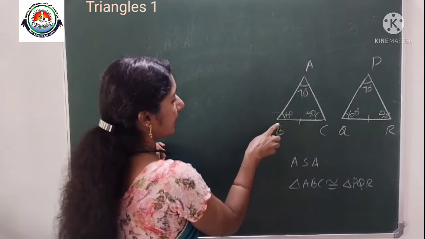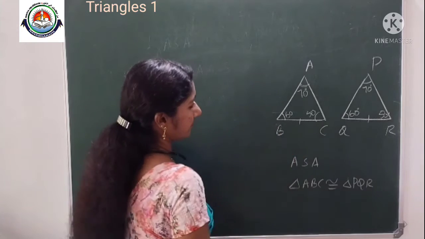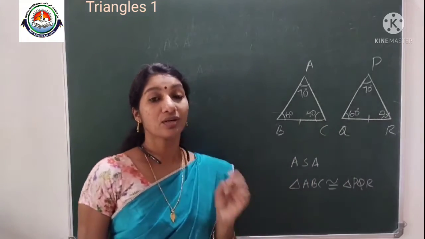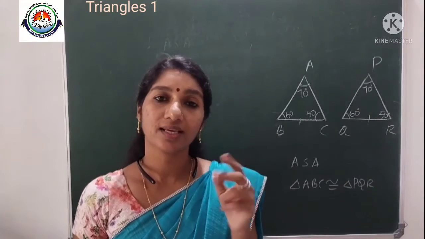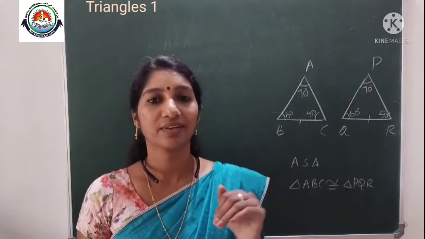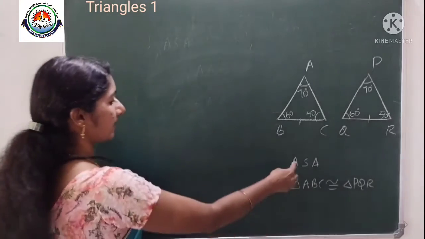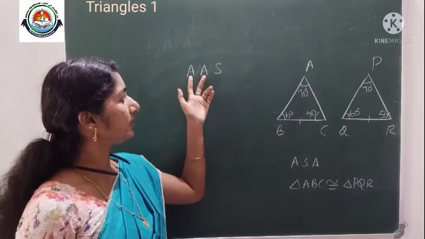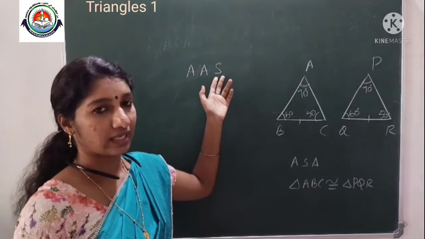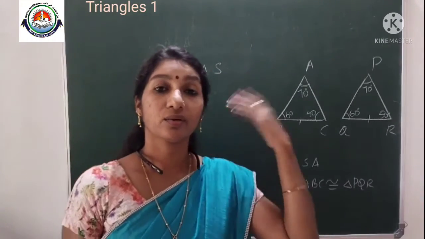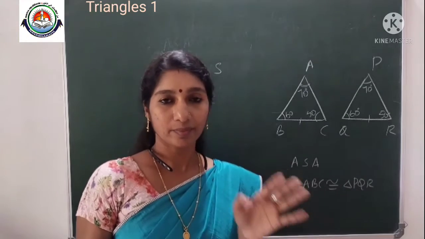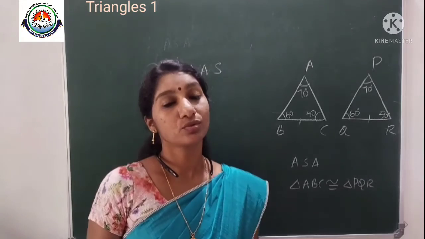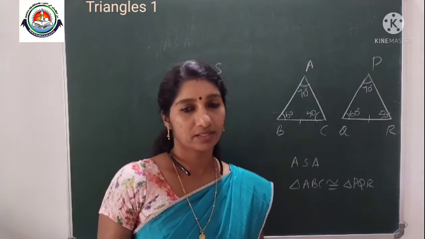See, now this is the ASA criterion: two angles and the included side. So it is not compulsory to be given the two angles and the included side. If any two angles are given, we can find the third angle, isn't it? So this ASA criterion we can rewrite as the AAS criterion. It means any two angles and one side of a triangle equal to those of another triangle, meaning corresponding angles and the corresponding side, then we can say the two triangles are congruent.